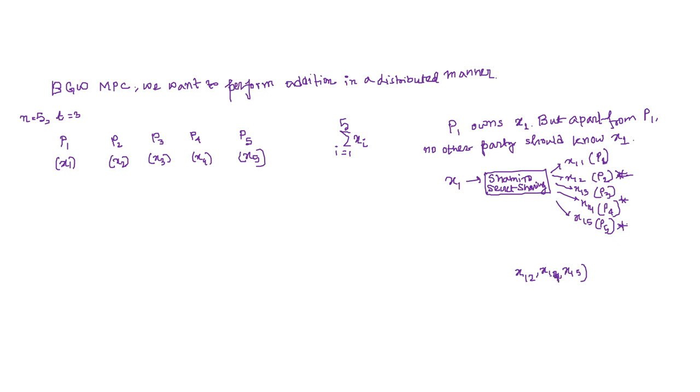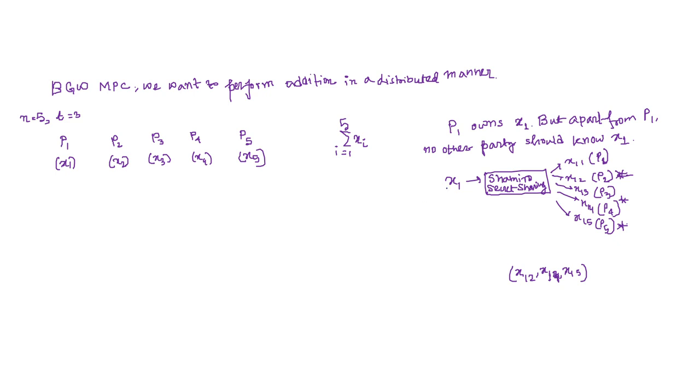So Shamir secret sharing should ensure that even with the knowledge of x12, x14 and x15, they together should not give any information about x1. So all this information should be independent of the value of x1, right? That is ensured by Shamir secret sharing.